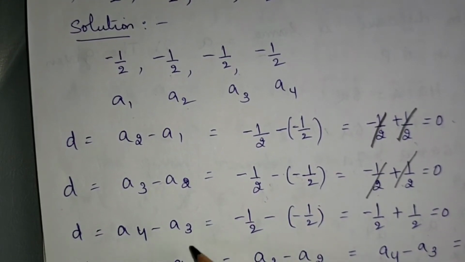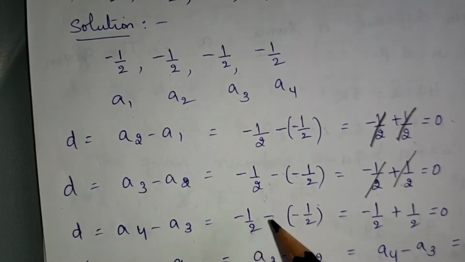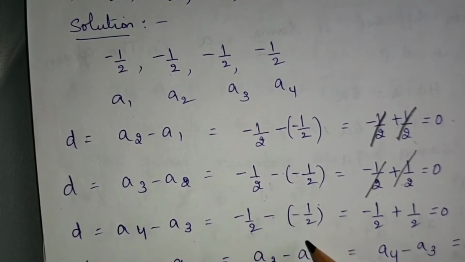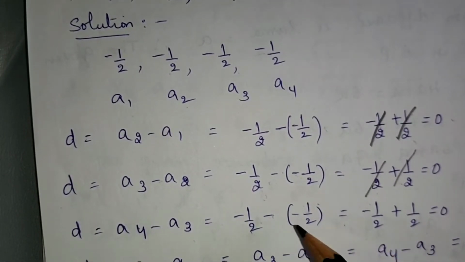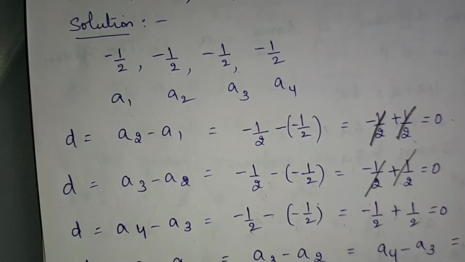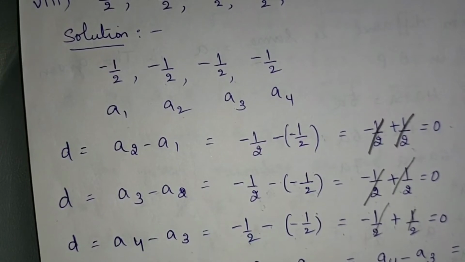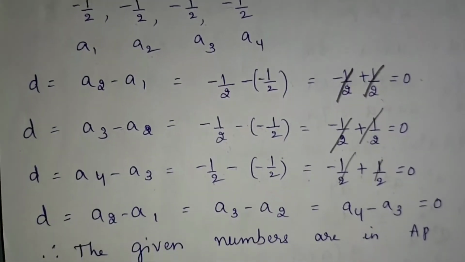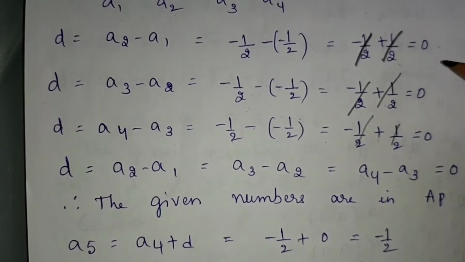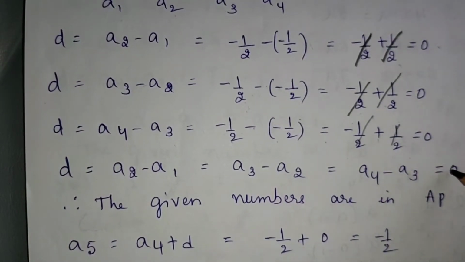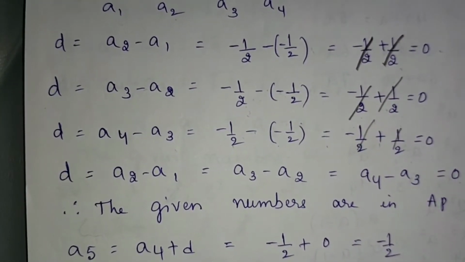Find out A4 minus A3. A4 is minus 1 by 2 minus A3, which is minus 1 by 2. Here write minus 1 by 2 as it is. Minus into minus is plus 1 by 2. Again both will cancel each other and you will get 0 again. Hence the difference is the same throughout. Since the difference is the same, you can write that the given numbers are in AP.